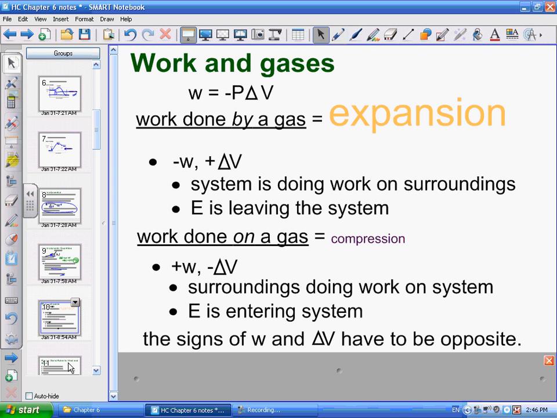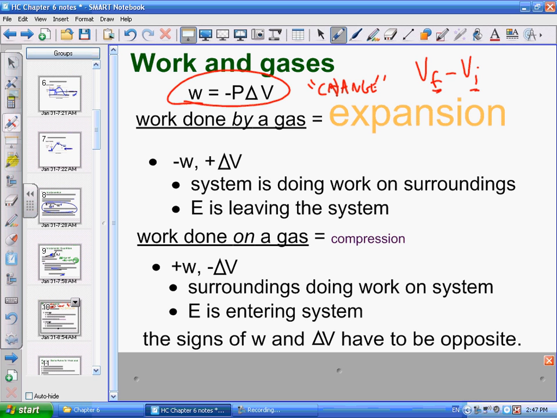Okay, as far as work and gases go, we have work either being done by a gas or work being done on a gas. The first thing I want to do is talk about work being done by a gas. The equation that we're going to plug into when doing these calculations is right here. Work is equal to negative pressure times the change in volume. By the way, delta stands for change in. In other words, final minus initial. It always has to be final conditions minus initial conditions. So that's delta V, or change in volume.